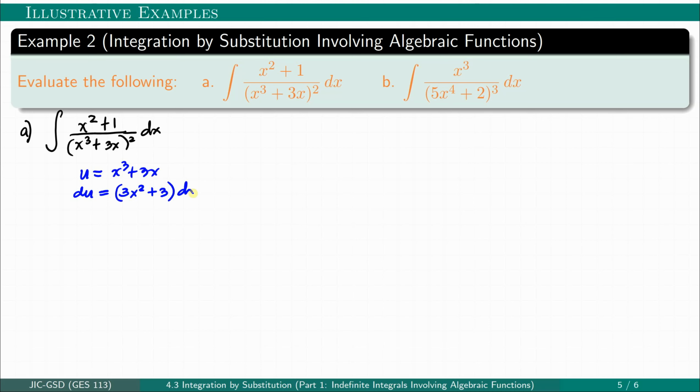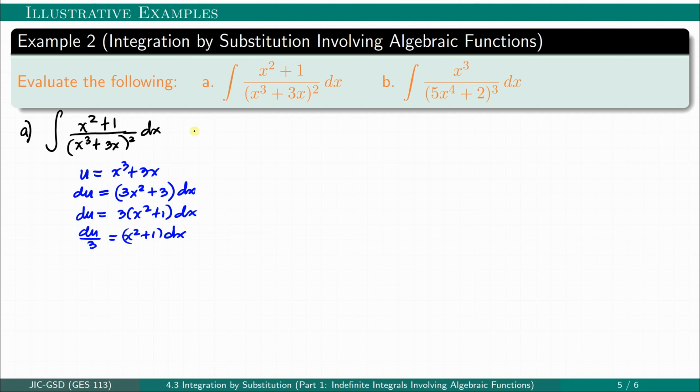dx. But what we need is x squared plus 1 dx, not 3x squared plus 3. But we can factor that 3. So this would be du equals 3 times x squared plus 1 dx. And we can simply divide both sides by 3. And we will have x squared plus 1 dx, which is what we need in the integral.